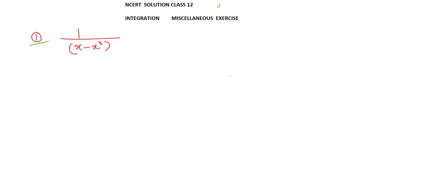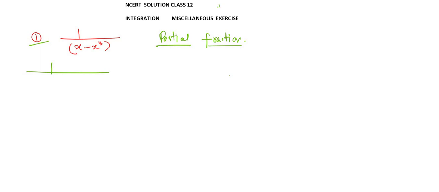Guys, I am starting the integration miscellaneous exercise. This question we will solve using partial fractions. So I will show you how that method is used.